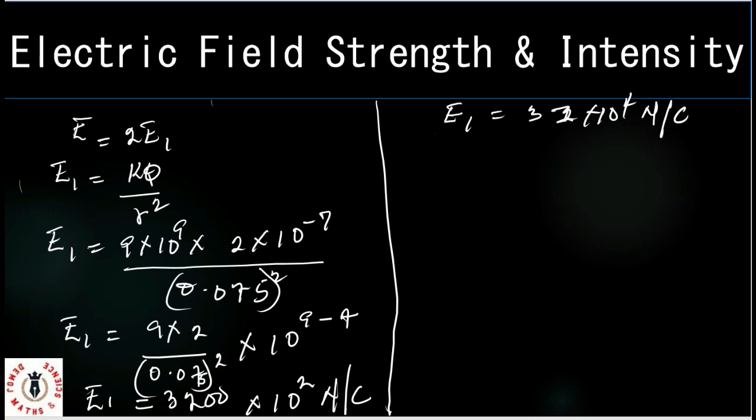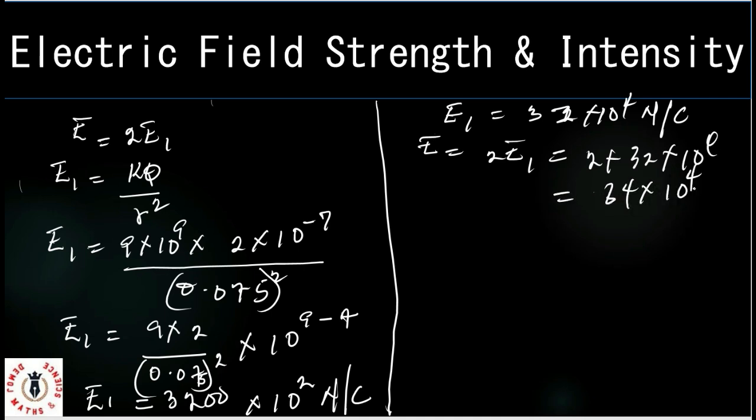Now remember that E, which is electric field intensity itself, is the same thing as 2E1. That will be the same thing as 2 times 32 times 10 raised to power 4, which is the same thing as 64 times 10 raised to power 4.